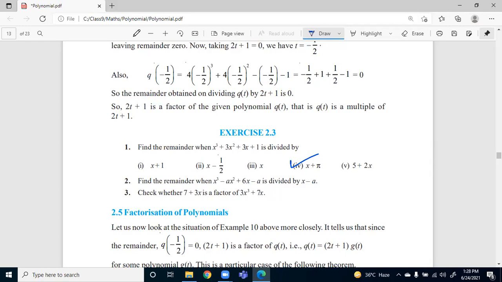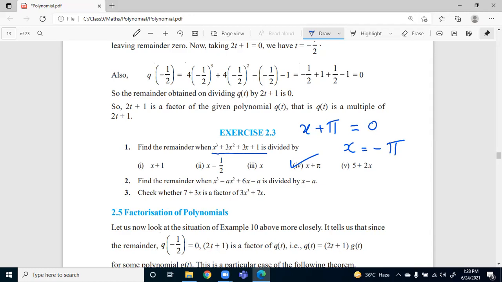So what is the way you need to adopt here? You have to equate, this is the divisor. So equate this divisor to 0. You will get the value of the variable that you have to substitute in the dividend. So just substitute and tell me.